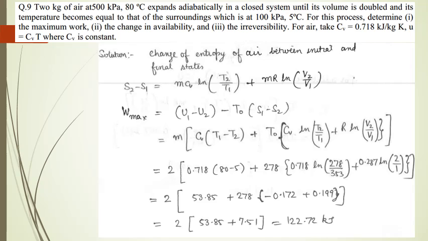As we have substituted the value of change of entropy from the expression shown as the first equation on the slide. Now, putting the values, we can determine the value of maximum work, or you can say available energy, which comes out to be 122.72 kilojoule.